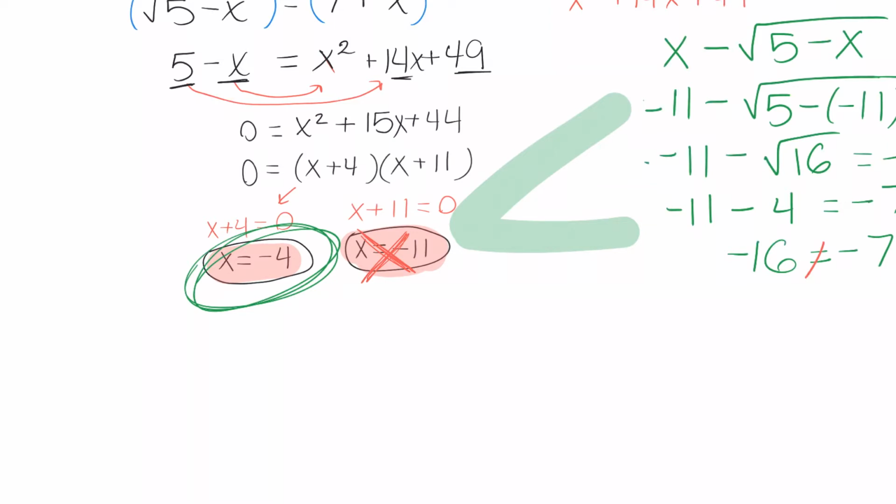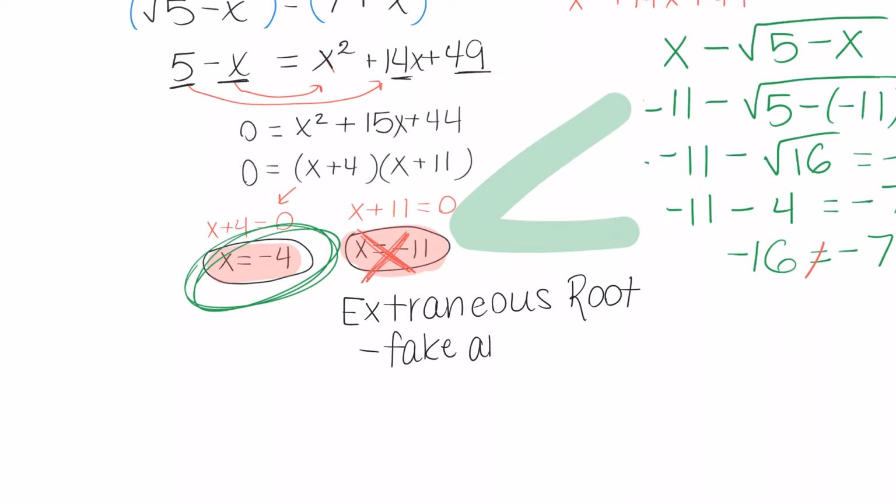And it has a name. This is called an extraneous root. So it's a fake answer. The word root, remember, is another word for 0 or x-intercept. So root just means a number that will produce a 0, right? Like that 0 we were looking at. So extraneous means it's extra, it's outside, it doesn't work. So the actual answer to this problem is negative 4.